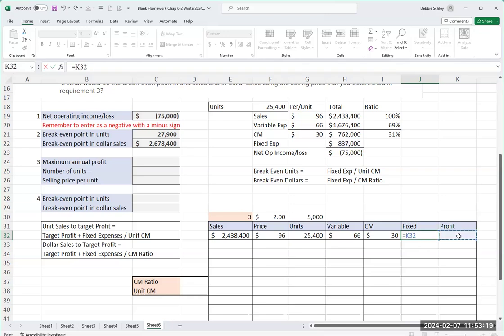My fixed expense is going to remain fixed, so I'm going to anchor that. And then my profit equals sales minus, open parentheses, the units times the variable per unit, close parentheses, minus the fixed expense. Let's see if I did that right.